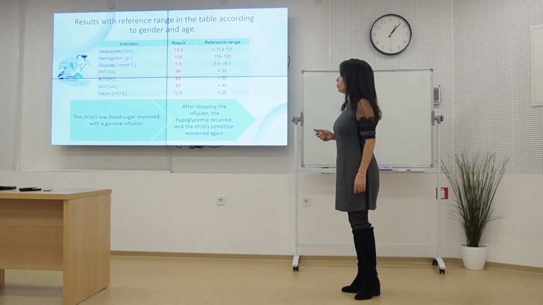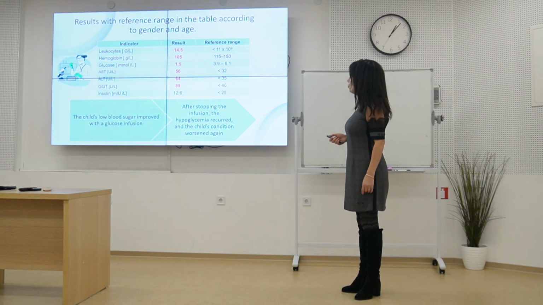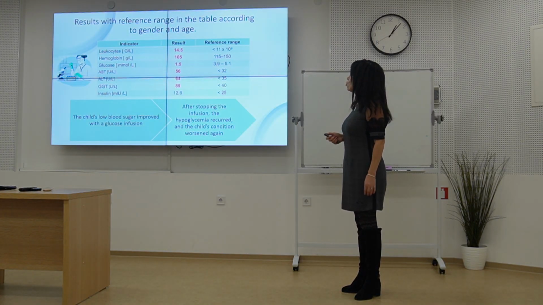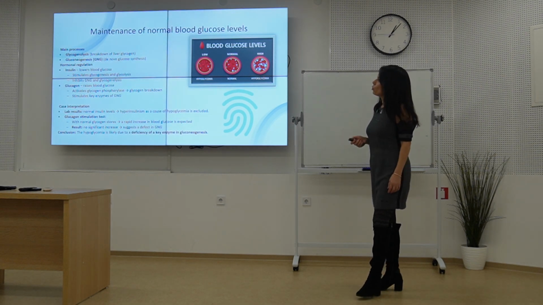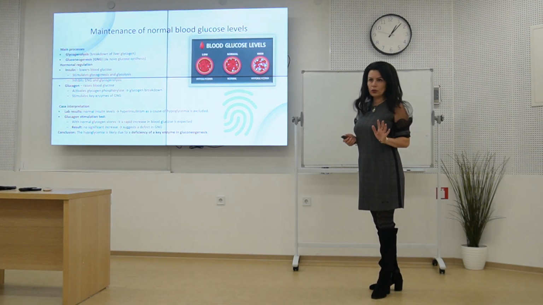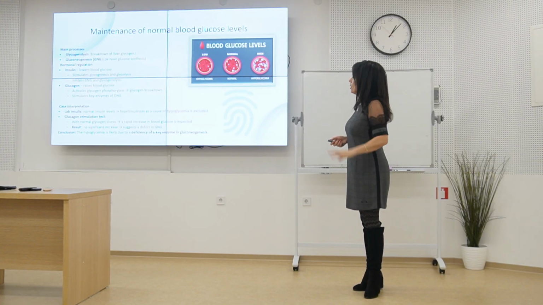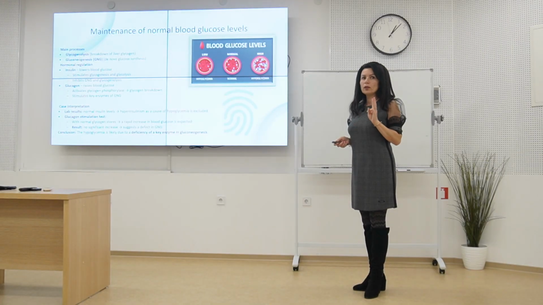The child's low blood sugar improved with a glucose infusion. After stopping the infusion, the hypoglycemia recurred and the child's condition worsened again. How can we maintain the normal blood glucose levels? You understood: by food, liver glycogenolysis and gluconeogenesis. We said in the beginning, thanks to glucagon, because glucagon is the hormone of starvation and the hormone of glycogenolysis and gluconeogenesis.